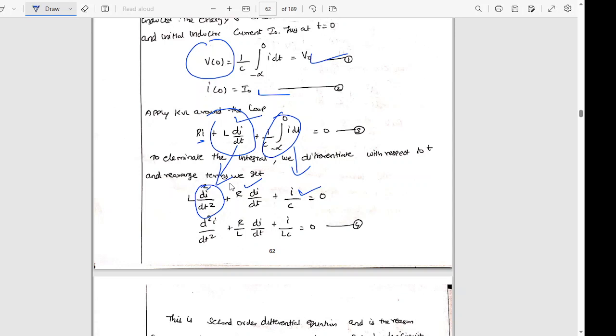The same equation can be written by dividing each and every coefficient by L, so this L will get cancelled. We get d square I by dt square plus R divided by L times di by dt. Here also we don't have any L, so plus I by LC equal to 0. This is considered as equation number 4.